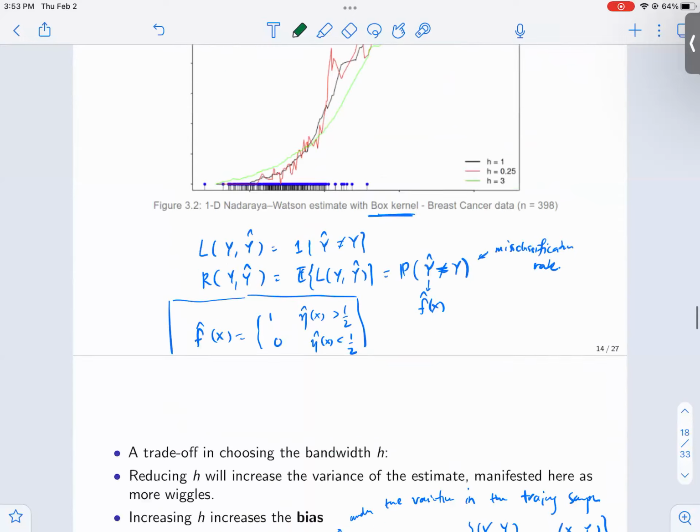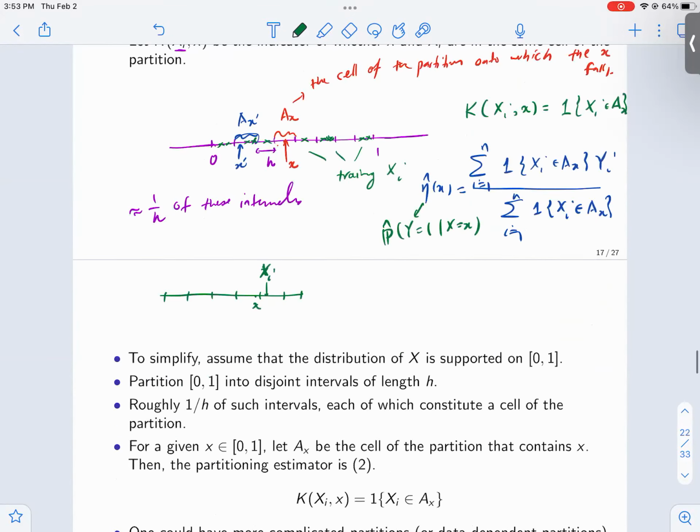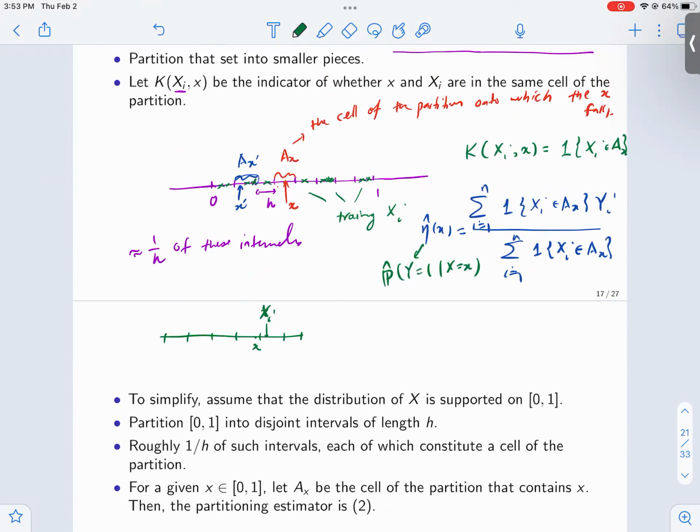But there is a similarity of this partitioning estimator with the box kernel. The box kernel says, I'm going to pick each xi and put an interval of length h around it. If it captures x, then it's similar to it. Otherwise, it's not. This is very similar, but slightly different. It's even simpler. You lay out your partition and see which points are within the same cell as yours. Those are similar, other ones are not.